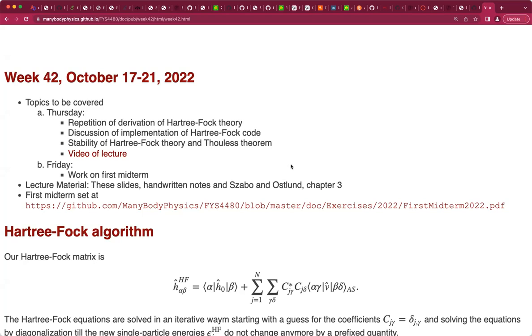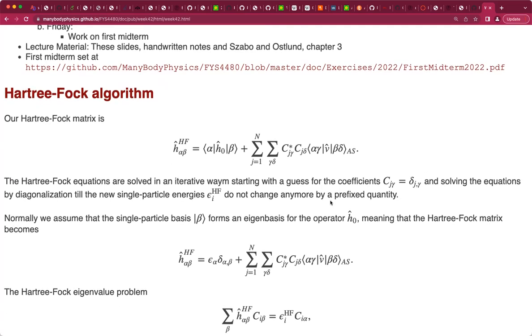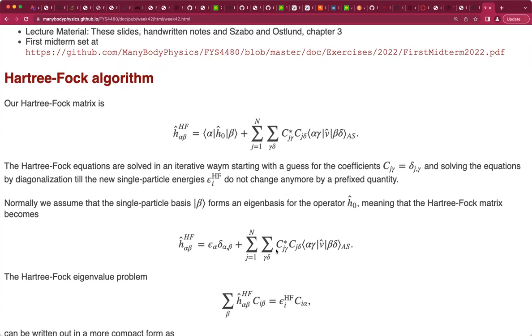In the slides for this week, there is a short revisit of the Hartree-Fock algorithm. Essentially, and this is something we discussed yesterday as well, we need to set up the Hartree-Fock matrix. Typically in the first iteration, we would just set the matrix elements of the unitary transformation to diagonal values equal to 1. You can also initialize them with random values. That's also possible, so it's very much up to you.